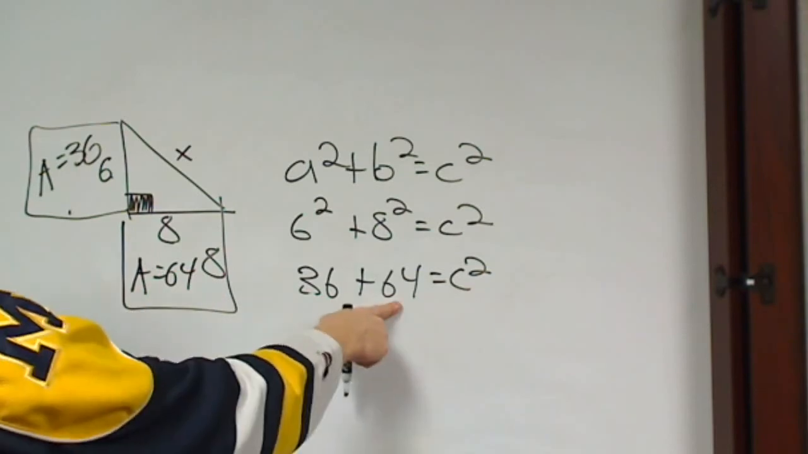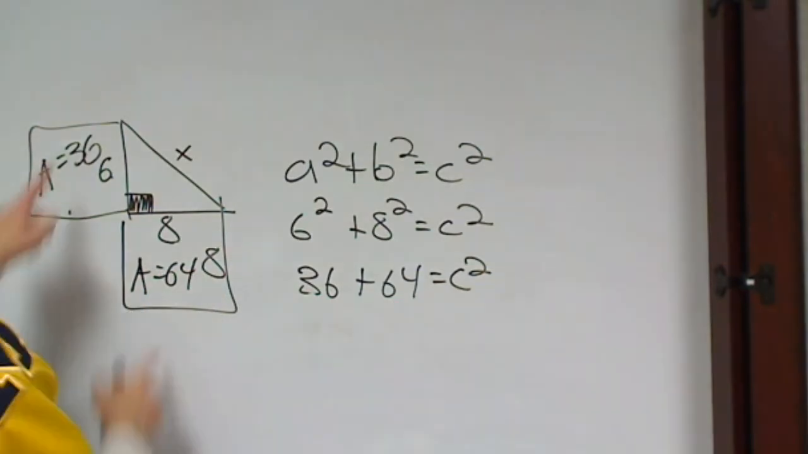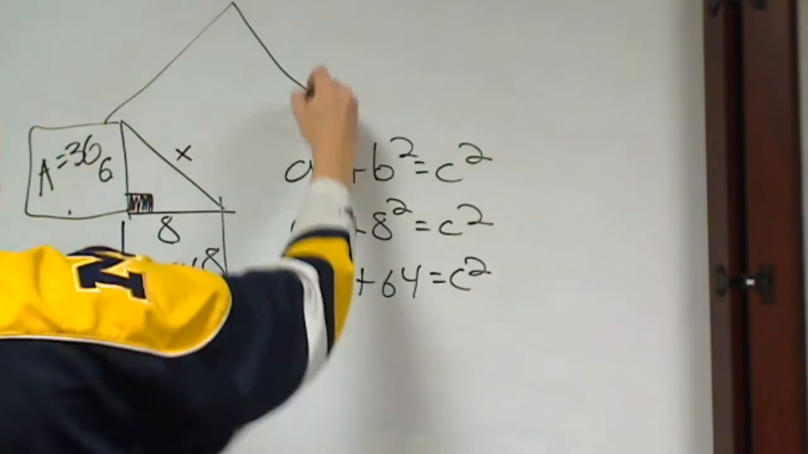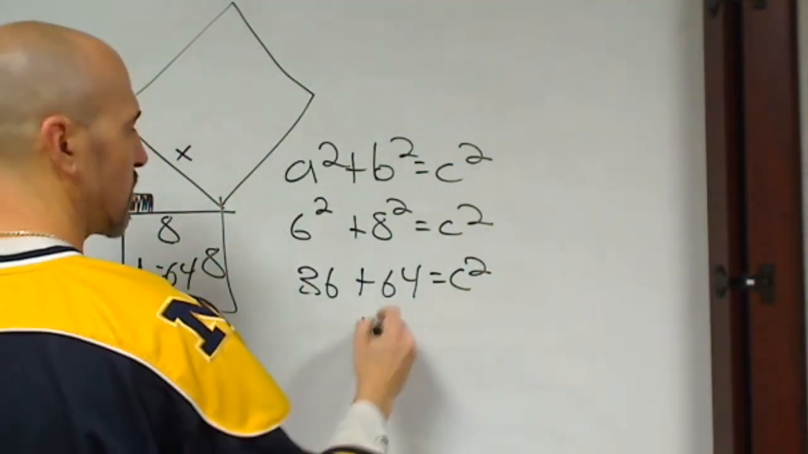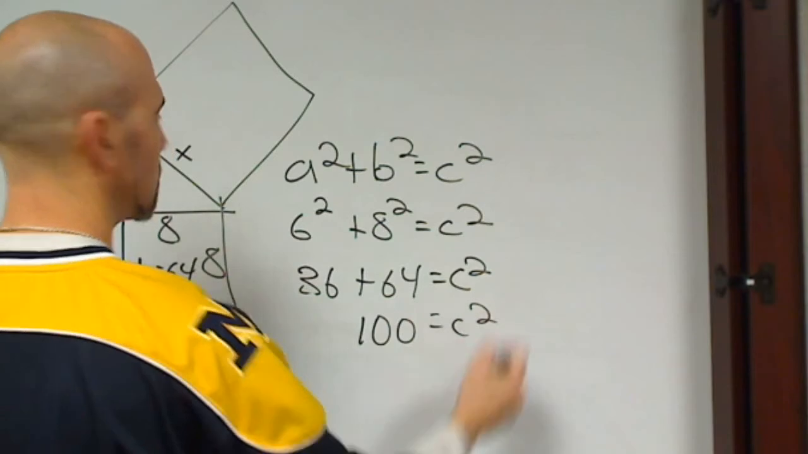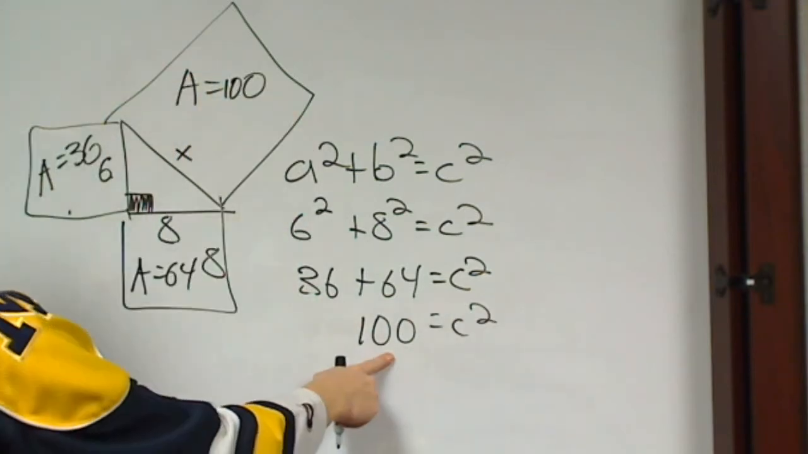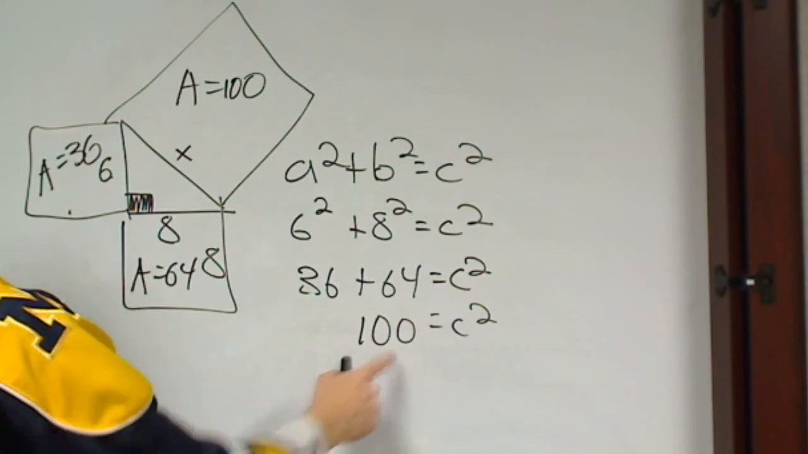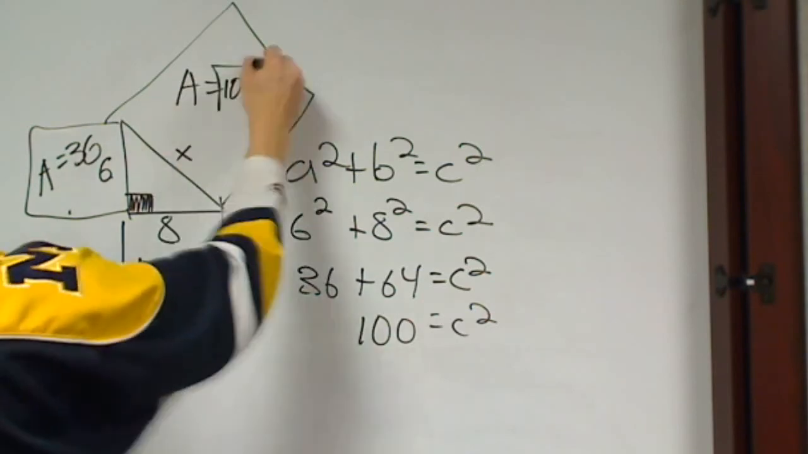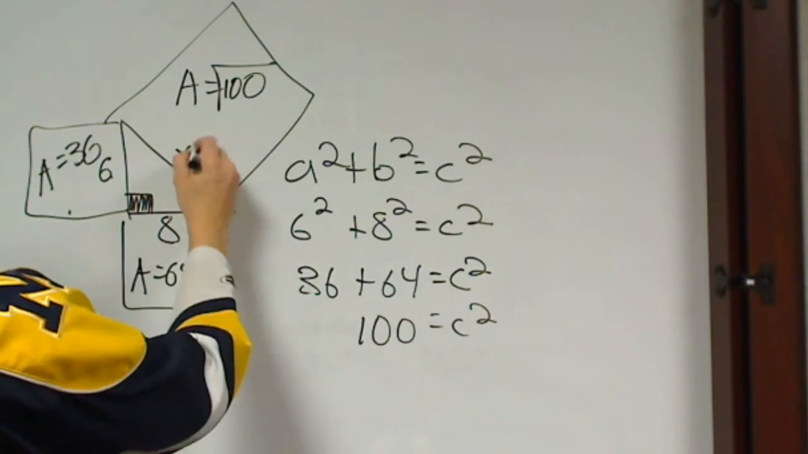There it is. Okay, and then what did we do? We added these two together so we could find the area of this square. Well, 36 plus 64 is 100. Bring my c squared down. So we found the area of the big square is 100. There it is. All right. And so what did we do to find the x? We square rooted 100 in the model, found out it was 10.